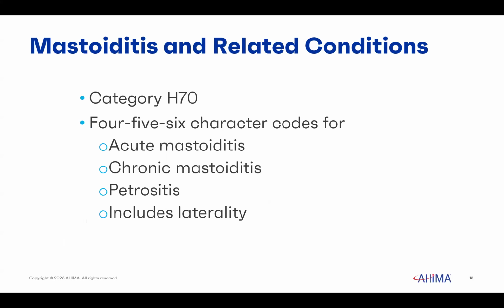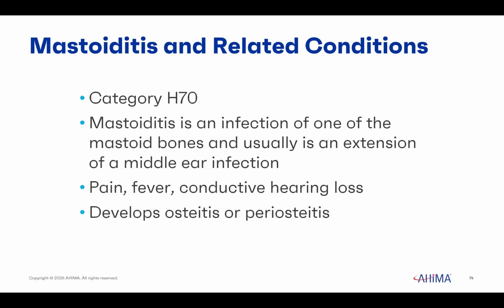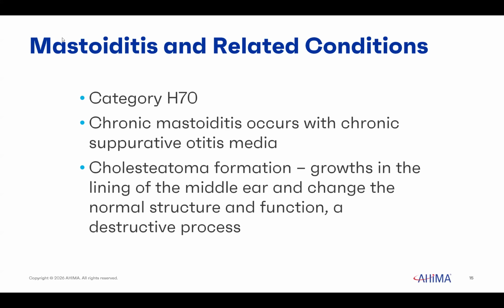With mastoiditis, we're looking at code category H70, and this could be described as acute or chronic, and again, the codes include, as you would expect, laterality, meaning left, right, bilateral, or unspecified. Mastoiditis is an inflammation of the mastoid bones, and it's usually an extension of a middle ear infection. With these codes that fall into code category H70, chronic mastoiditis occurs with a chronic suppurative otitis media.